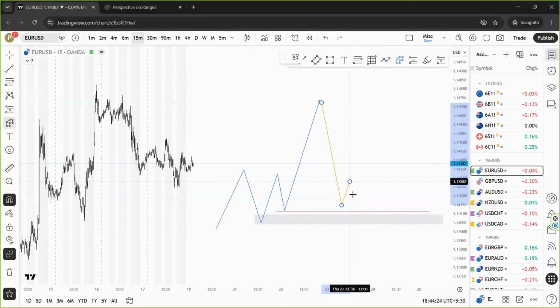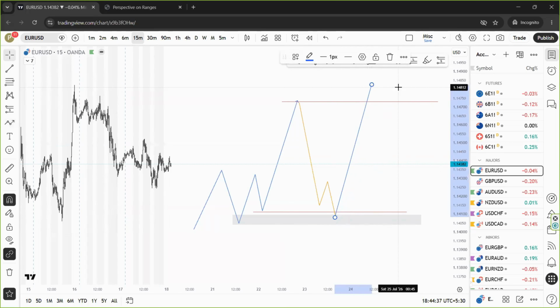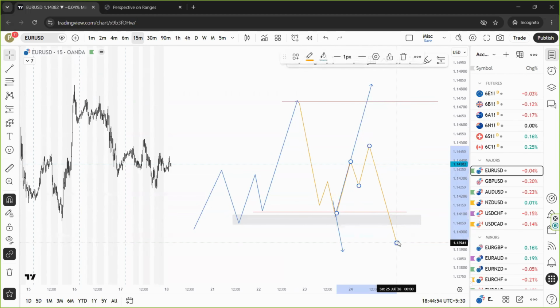So assume we have something like this. Now at this point, there's three things that can happen. The first is you're going to get a continuation which results in a breakout structure. The second is you're just going to pretty much do nothing and break that price line. And the third is you're going to get a reaction, but then eventually break the range.